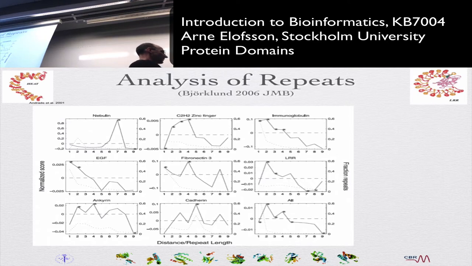There was even a Nature paper saying that this zero is underrepresented. They had an idea why, because similar proteins should interact more, similar domains should interact more. I don't think that's correct, but I won't tell you.